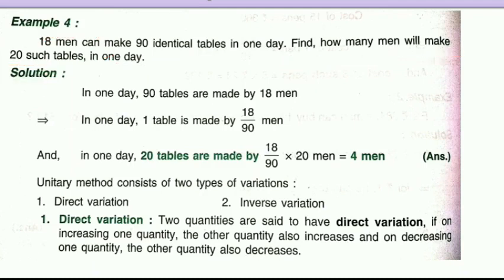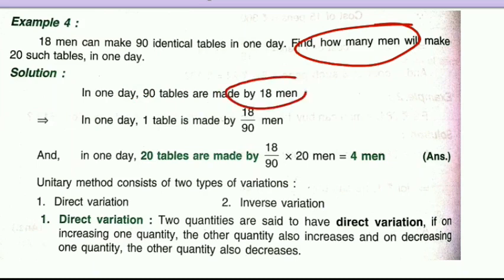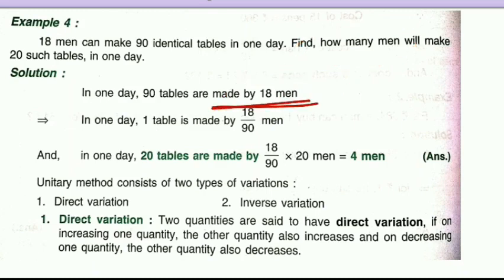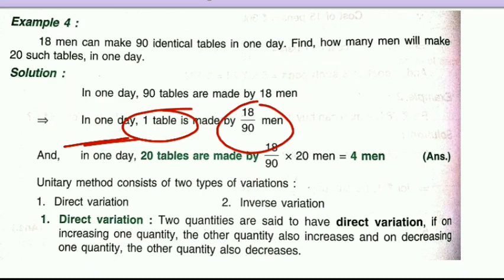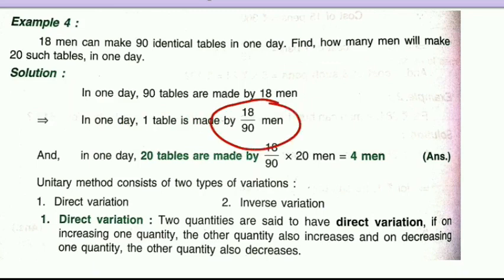So here what will we do? In one day 90 tables are made by 18. Here we have to find the number of men. So number of men will be written at the end. We have learned that whatever is to be found should be written at the end of the statement. So here number of men has been written at the end. In one day 90 tables are made by 18 men. So in one day one table will be made by 18 by 90 men.